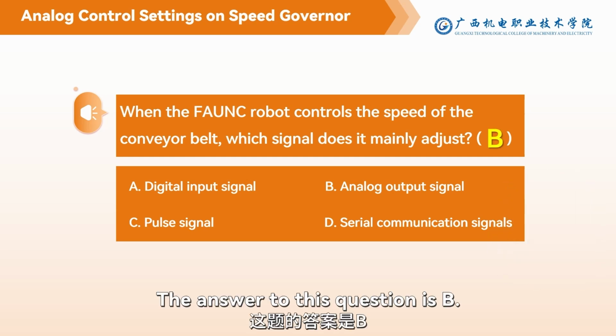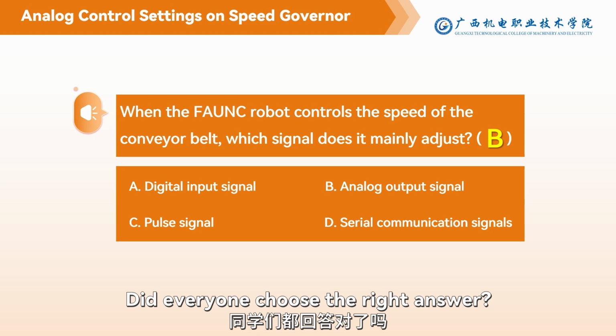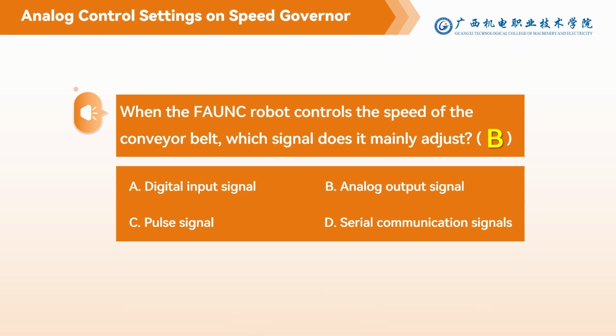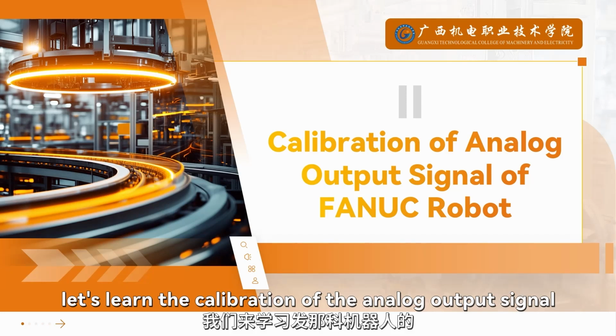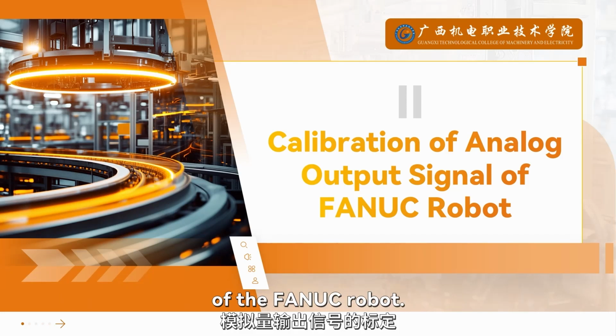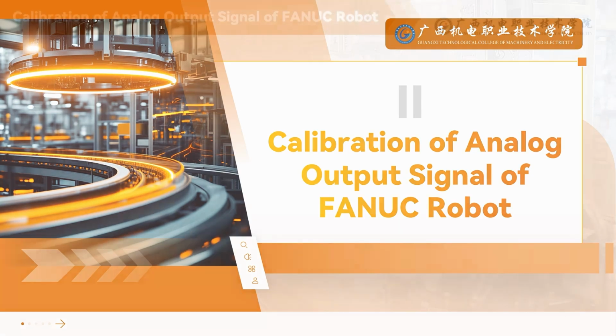The answer to the question is B. Did everyone choose the right answer? Next, let's learn the calibration of the analog output signal of the FANUC robot.